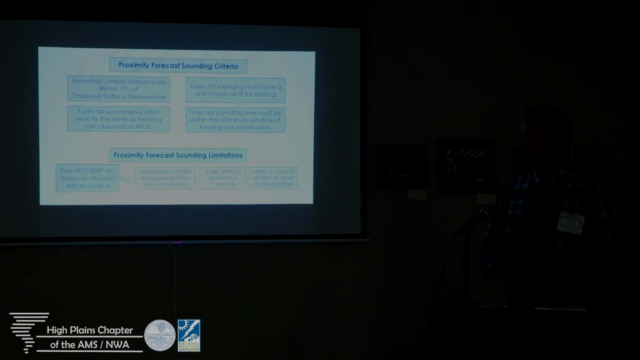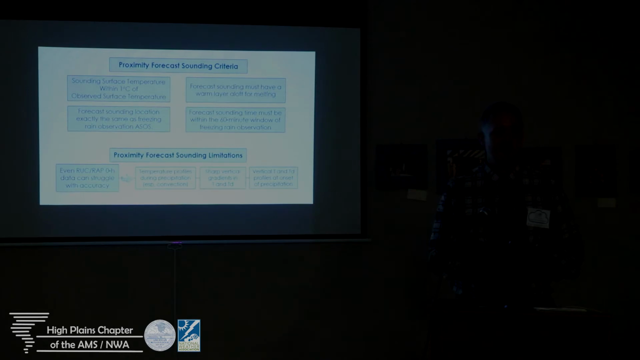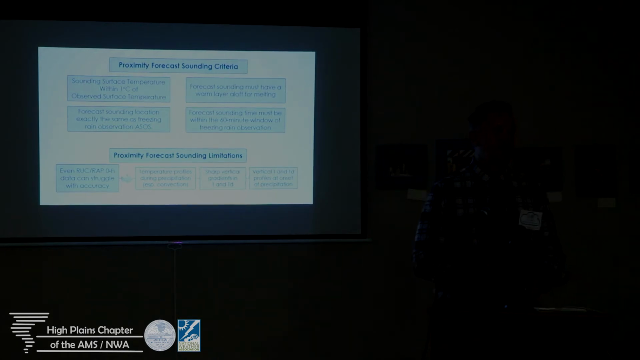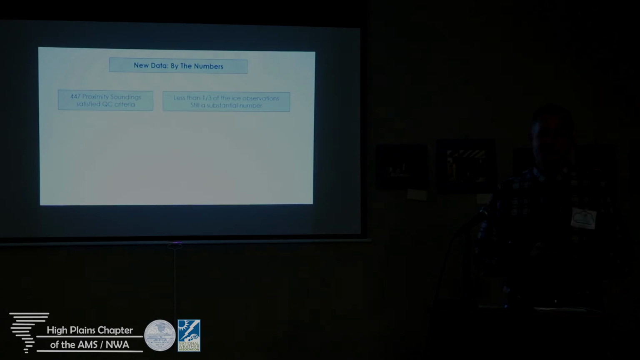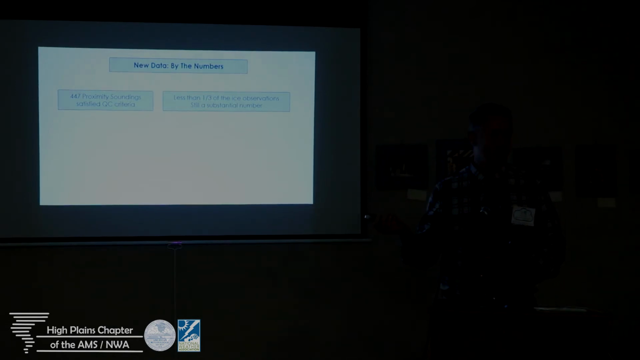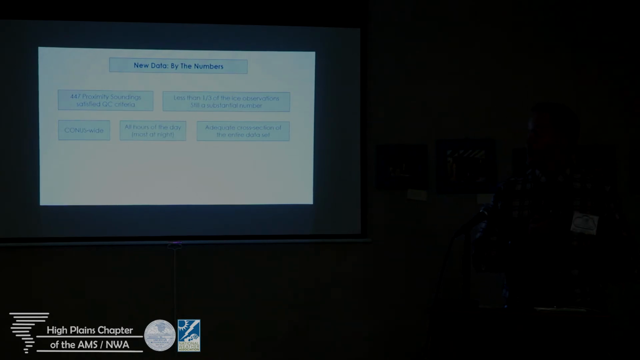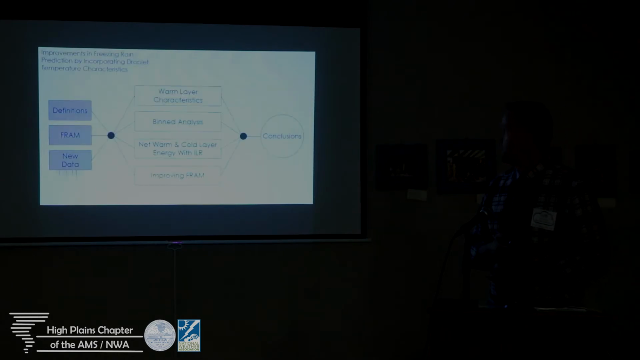And then the vertical temperature and dew point profiles at the onset of precipitation. How many times does a model perfectly nail down onset of precipitation in a previously dry atmosphere? Almost never. So these are some of the errors that are coming into this data set. The good news is there are 447 soundings that satisfied our criteria. So that's a pretty solid number when it comes down to it. It's still only about a third of the actual icing observations we had. They are across the entire CONUS, all hours of the day. Basically, it's a good cross-section of the ice measurement data set.